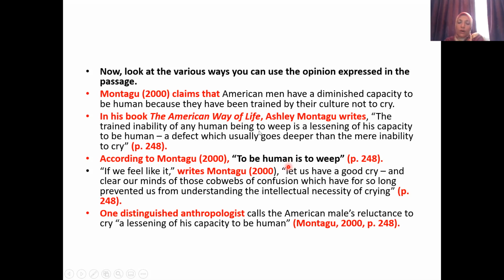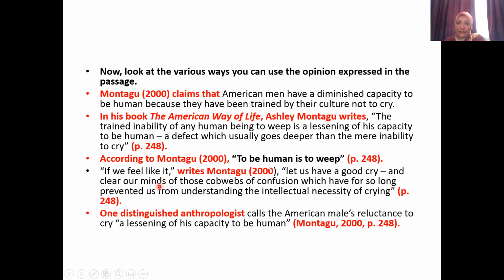Okay, so we do not only write in-text citation or refer to the author and the year of publication when we do quotation, but also when we paraphrase, as in the first example, when we put the ideas of the author in our own words.